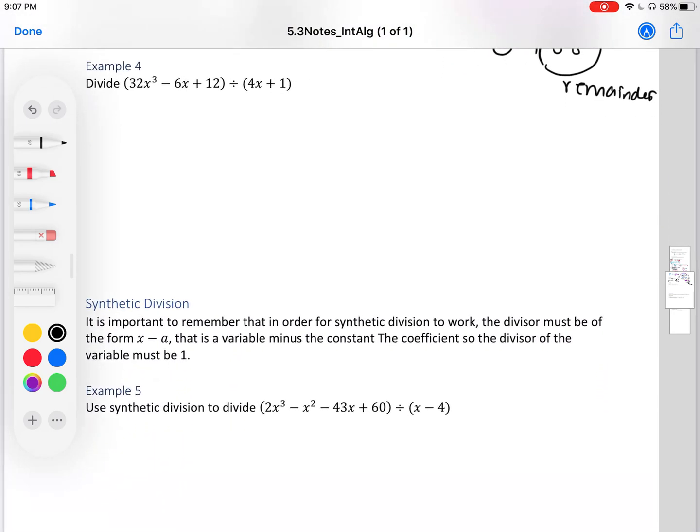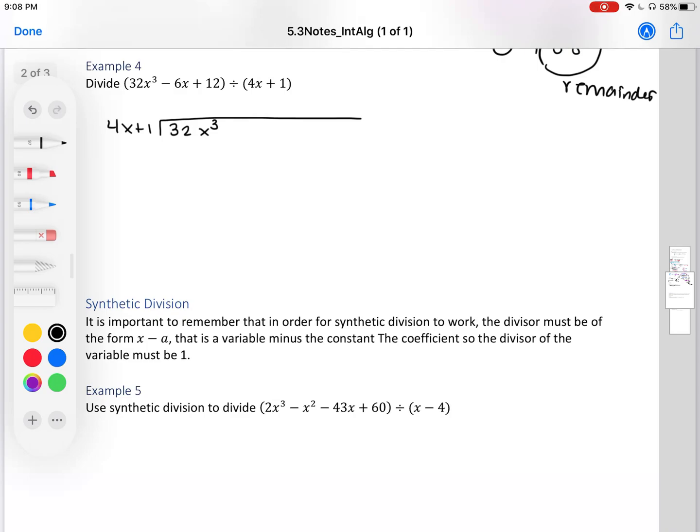Example 4. Divide 32x cubed minus 6x plus 12 divided by 4x plus 1. Okay, so we're going to set this up just as before. We have 4x plus 1. And we're dividing that into 32x cubed.